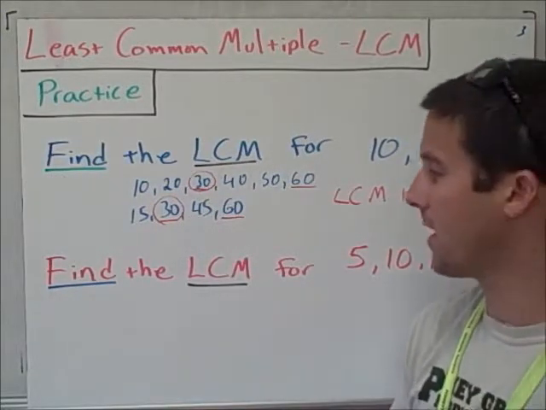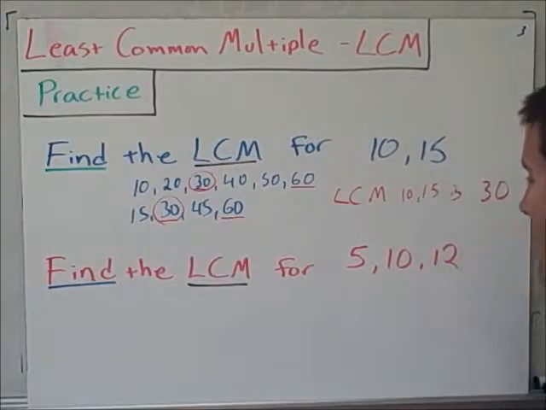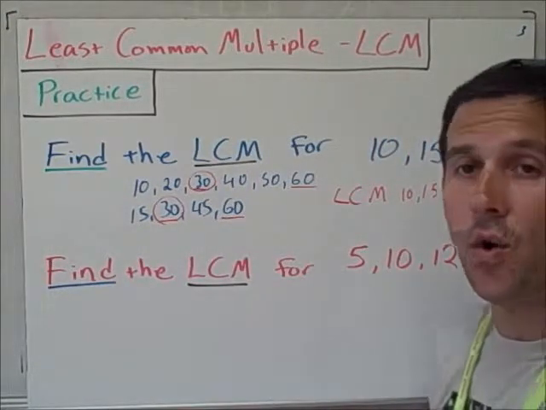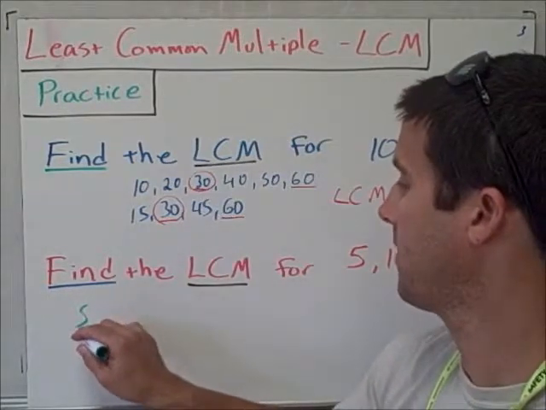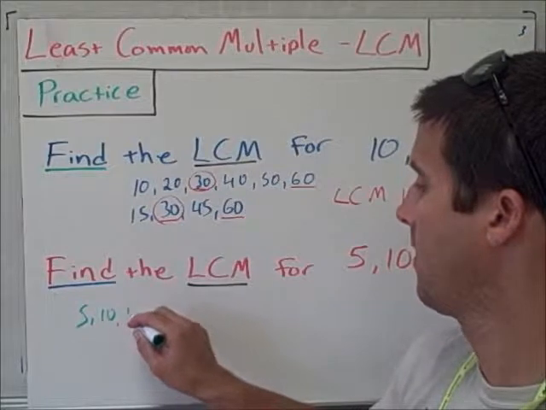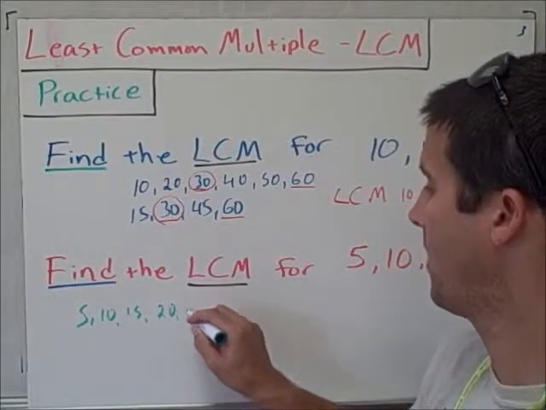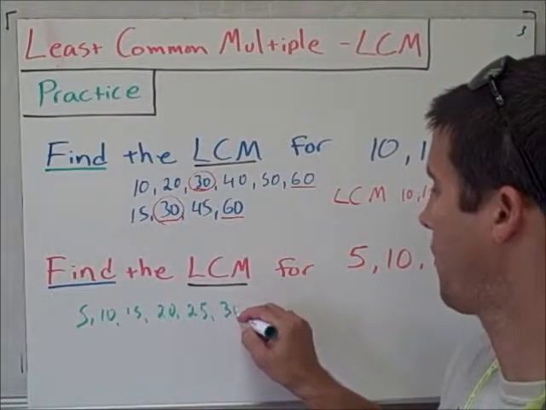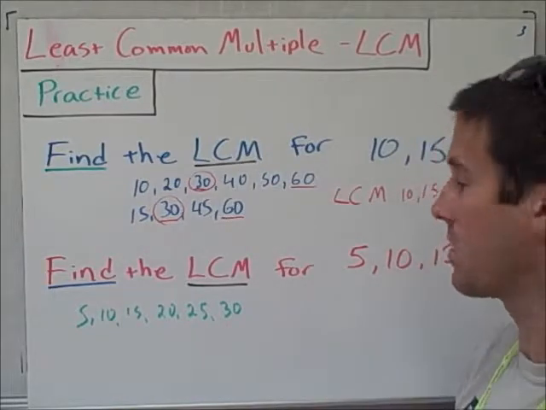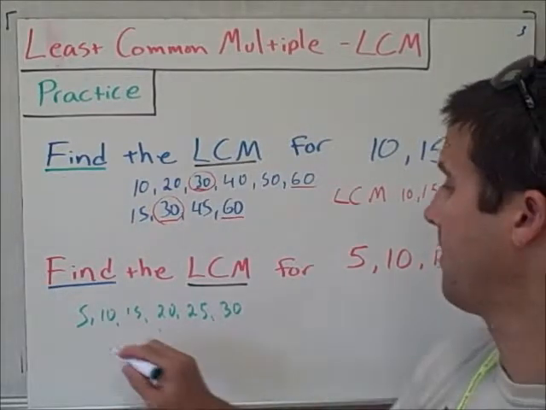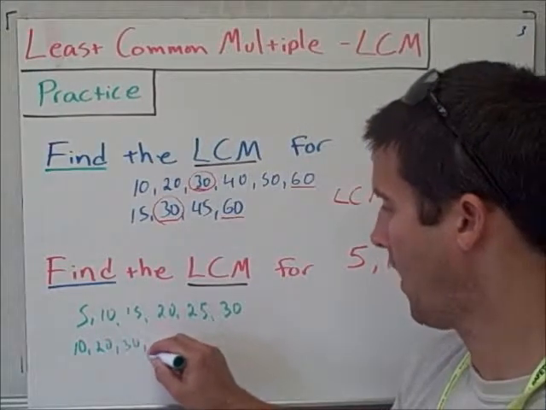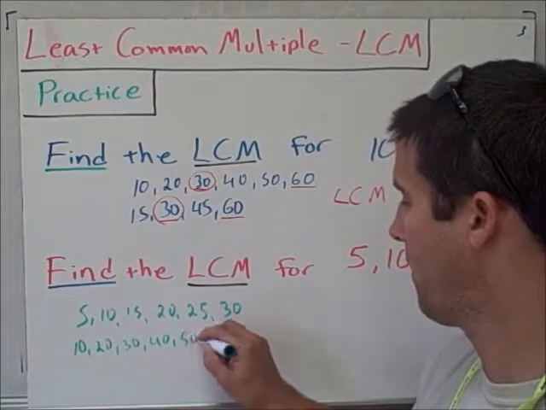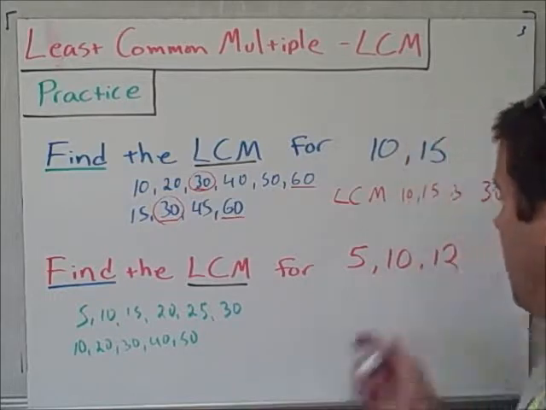Okay, let's do the next one. Find the least common multiple for 5, 10, and 12. Woohoo! 3 numbers now. We're going to start with 5, 10, 15, 20, 25, 30. I don't know how high I need to go, so I'm going to stop there for now. 10. We're going to go 10, 20, 30, 40, 50. I'll stop there for now.